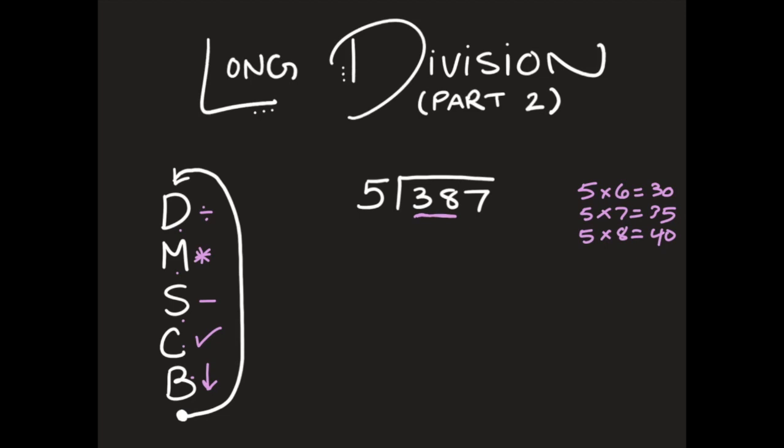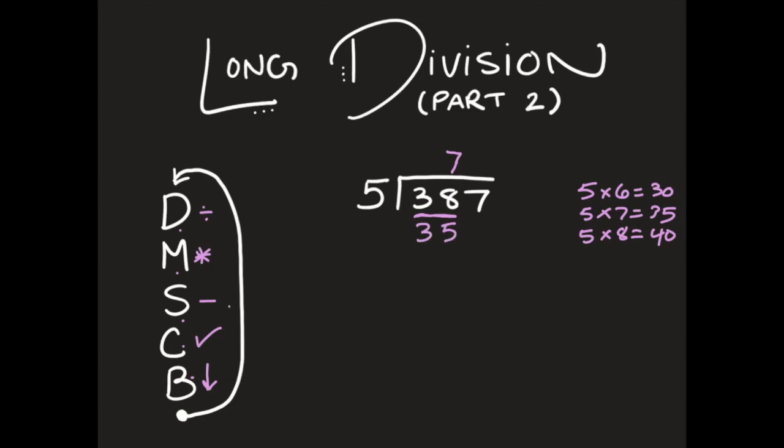So my answer, how many times can 5 fit into 38? How many groups of 5? That's going to be 7. So now I'm going to put my 7 over the 8, because 7 groups of 5 can fit into 38. Now I'm going to do multiply. 7 times 5 equals 35.